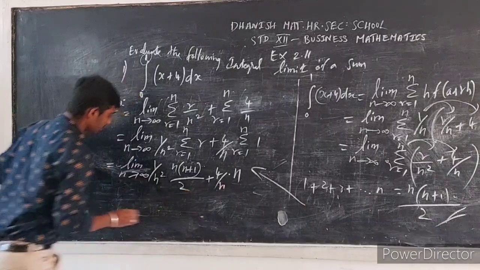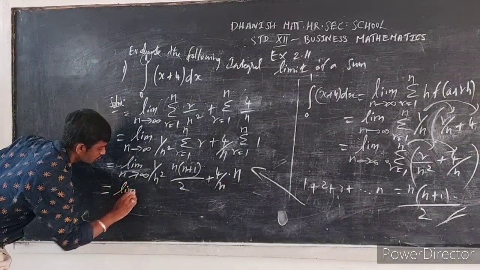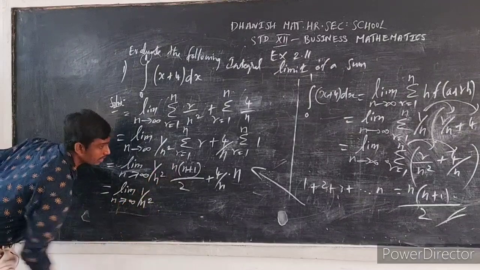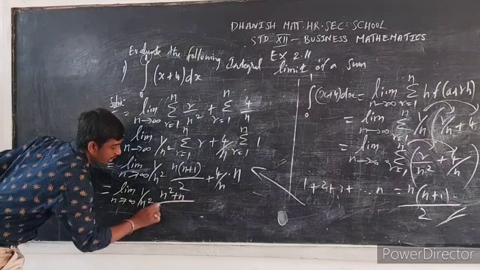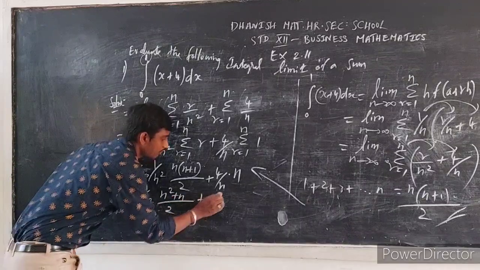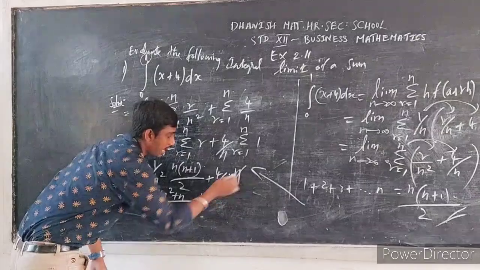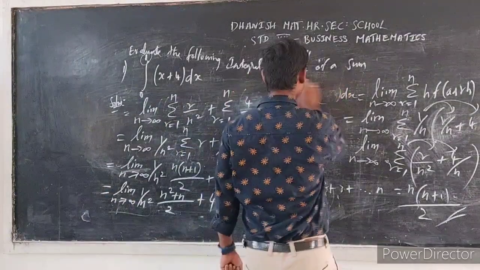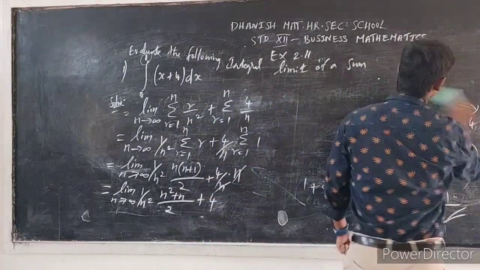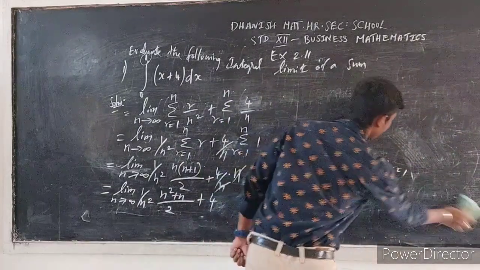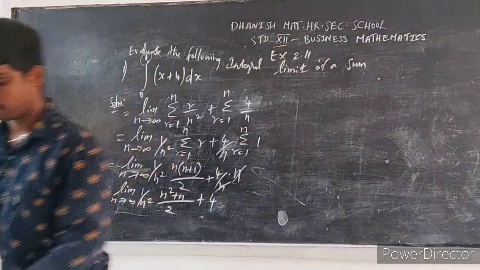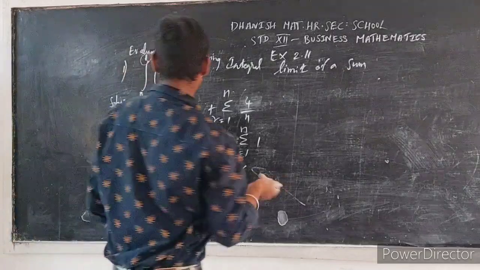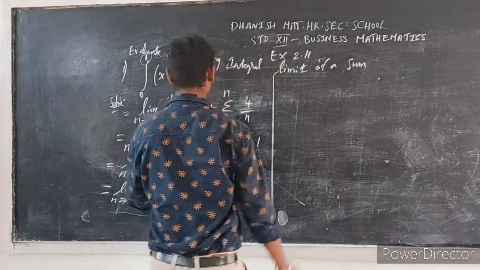So first we are going to multiply this one. Limit n tends to infinity, 1 by n square. Now I am going to multiply this one: n square plus n divided by 2 plus, we have to cancel this one, 4. n and n cancel. What is the remaining value? That will be 4. So let's see the next step. Now I am taking this term here.